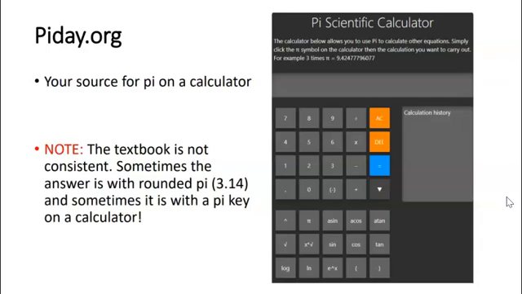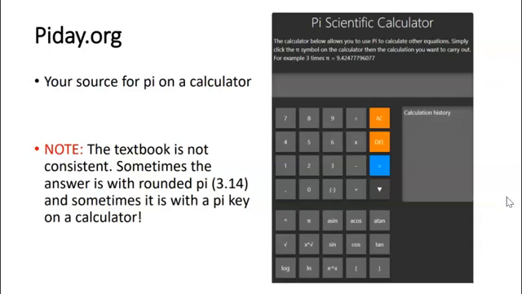The textbook, unfortunately, is not consistent. In the first lessons, like today's lesson, they're going to use rounded pi, 3.14, to get the answers in the answer key. Later in the unit, when we go up to the Shape and Space unit, we're going to start using the pi button. On the assignments and exams, we always let you know what we want. So we will indicate that we want the pi button, for example.